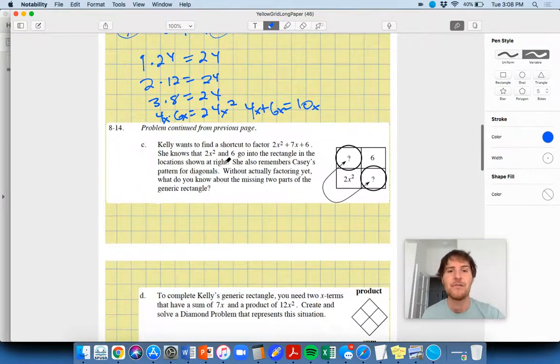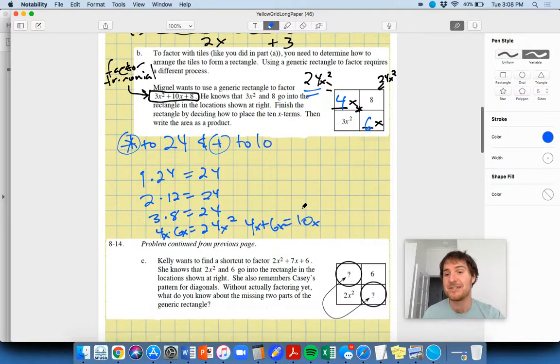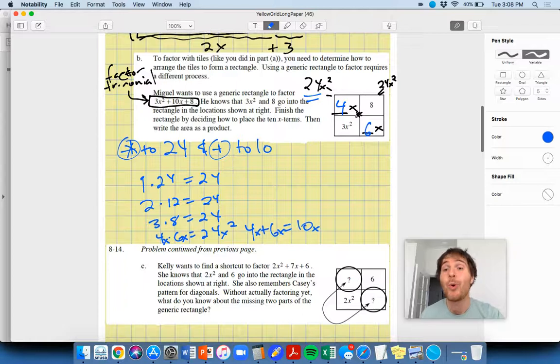All right, Kelly wants to find a shortcut. So this is sort of just reasoning through it without a diamond. We're going to talk about the diamond in a second, because I think the diamond is a way to stay organized.